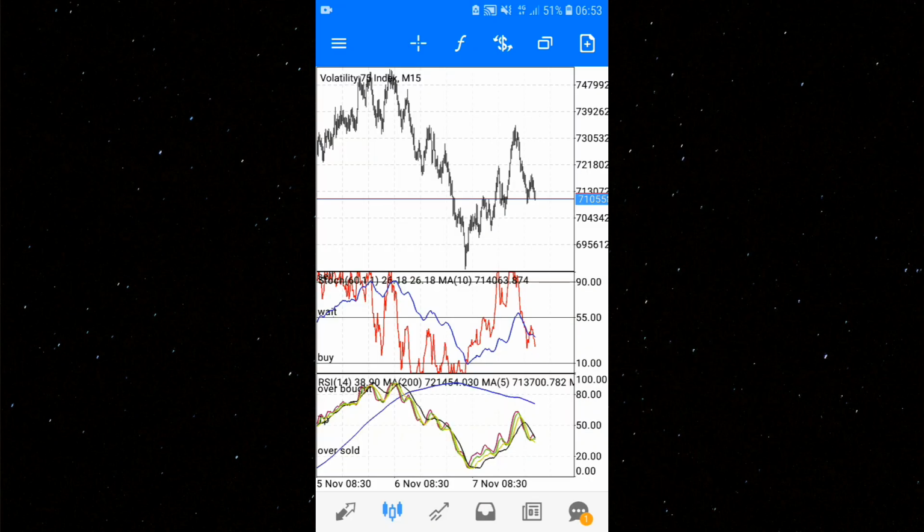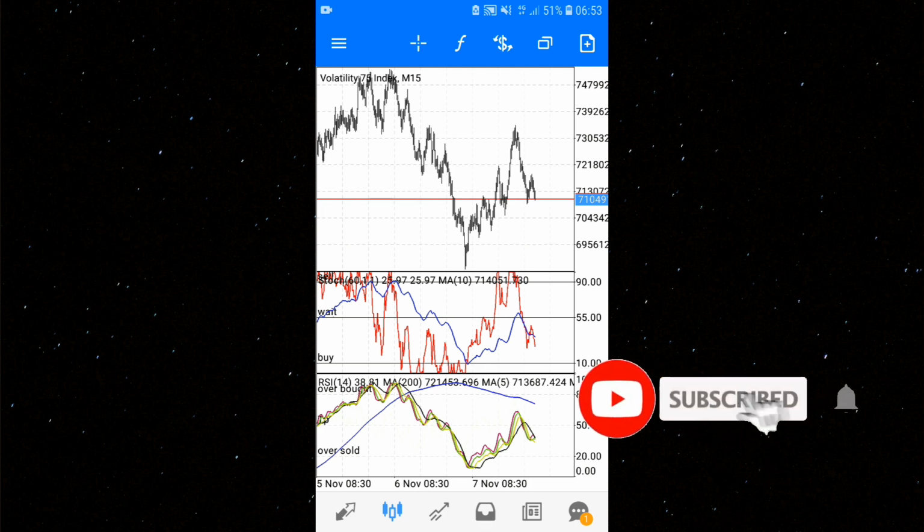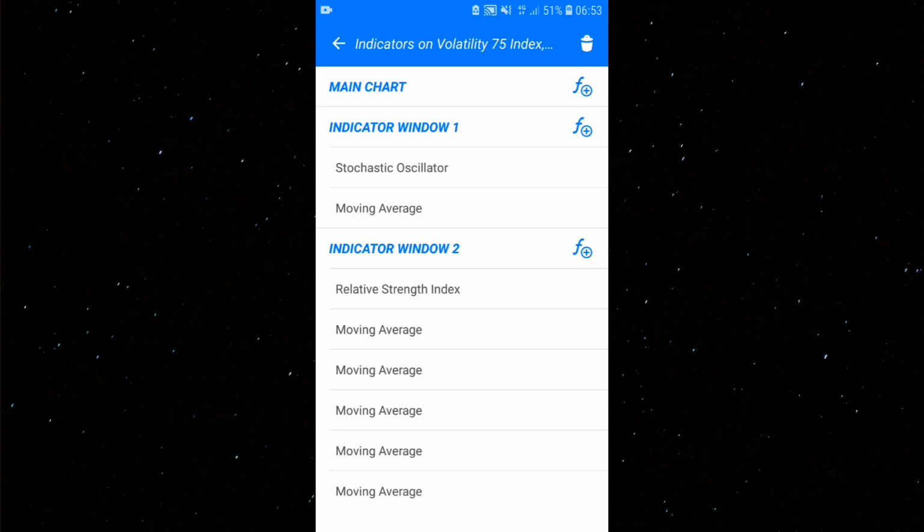Today I'm going to show you a brand new modified volatility 75 index. Without wasting time, let us go to the settings so that you too can have this beautiful money downloading screen just like me. As you can see, this strategy contains indicators that are grouped into two windows: indicator window number 1, indicator window number 2.